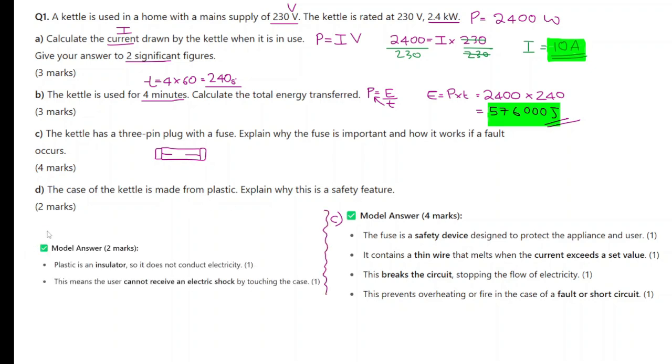So here's a model answer for part D. Plastic is an insulator, so it does not conduct electricity, gets you 1 mark. This means the user cannot receive an electric shock by touching the case under any condition. So that is the 2nd mark. Anything to that effect, anything that explains a similar idea would get you that 2nd mark.